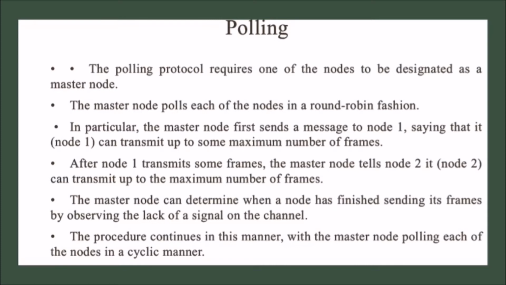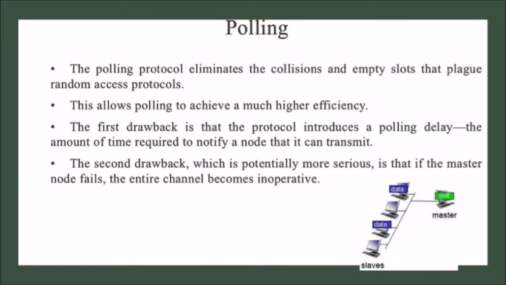So the procedure continues in this manner with the master node polling each of the nodes in a cyclic manner. This is why this protocol is called polling. Here is the master node and these are the slaves. The polling protocol eliminates the collisions and empty slots that plague random access protocols. So this is better than random access protocol because it eliminates the collision and also empty slots.